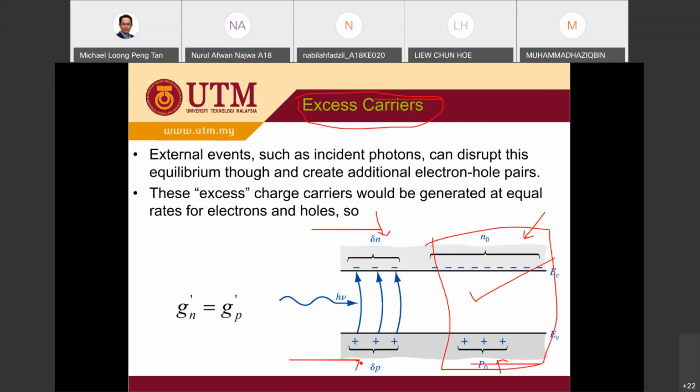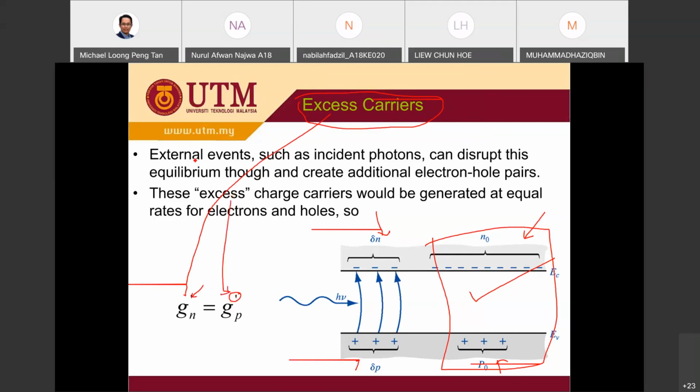This one is okay, but this is the new thing here. You can see that they got a delta N and a delta P here. So, for delta N and delta P, they're using small capital letters now, and there is a prime here. This prime means excess. This is the indication of excess here.